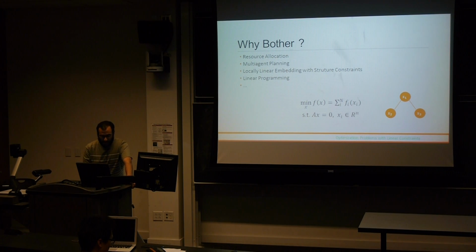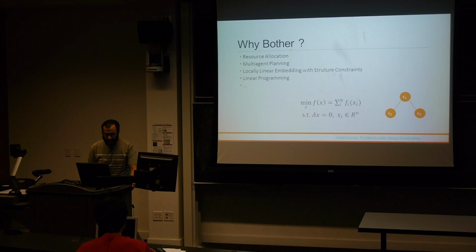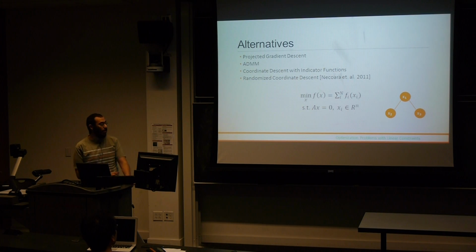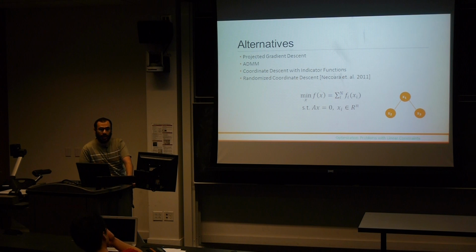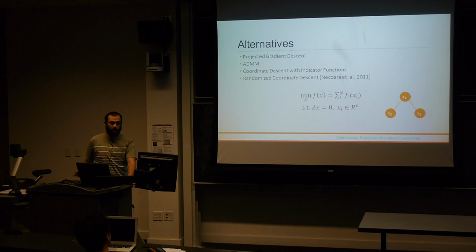Okay. So that's why you bother to solve this problem. Why bother develop a new method? So you can think of applying several alternatives, like projected gradient descent. In this case, you can take the gradient with respect to each xi, but then to maintain the constraint, you will need to apply a global projection step, which is not very appropriate for a distributed setting with communication constraints.